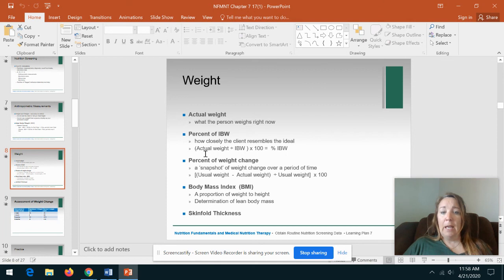Okay. And we interviewed that 5'5" female, and we determined that her actual weight was 160 pounds. Okay, so we're going to take that 165 pounds and divide it by her ideal body weight, which we figured out was 125.